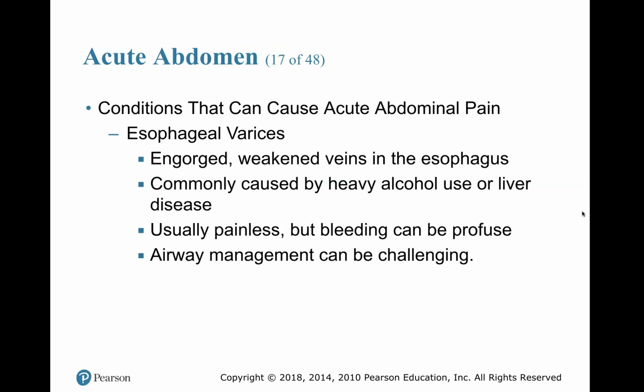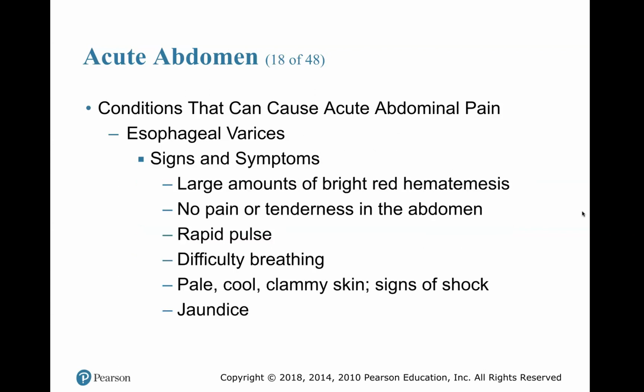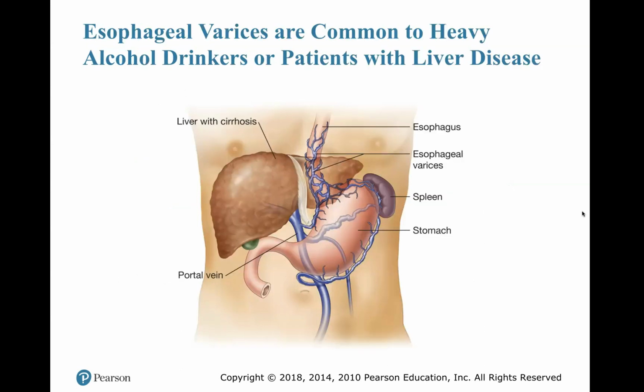Esophageal varices. Engorged, weakened veins in the esophagus, commonly caused by heavy alcohol use or liver disease. Usually painless, but bleeding can be profuse. Airway management can be challenging. Signs and symptoms: large amounts of bright red hematemesis, no pain or tenderness in the abdomen, rapid pulse, difficulty breathing, pale, cool, clammy skin, signs of shock, jaundice.